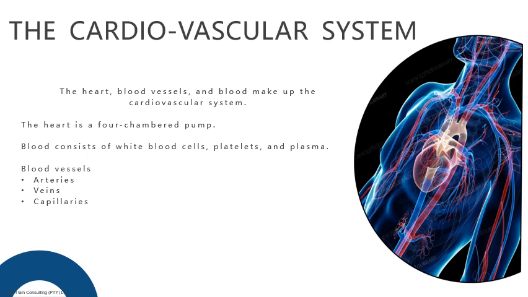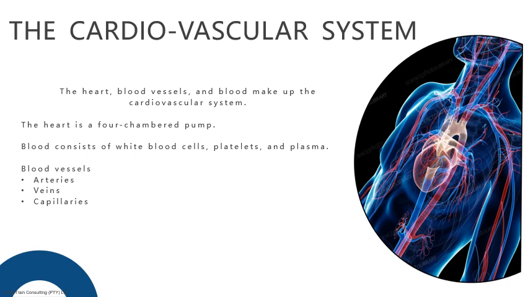Blood. Blood consists of red and white blood cells, platelets, and plasma. The red blood cells take oxygen and waste products, for example carbon dioxide. White blood cells help to fight infections. Platelets, the blood particle involved in clotting, and plasma represents the fluid content of the blood.